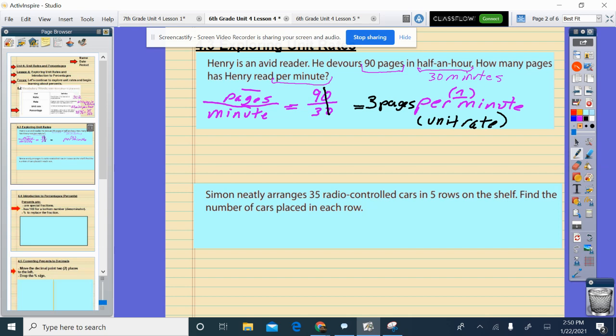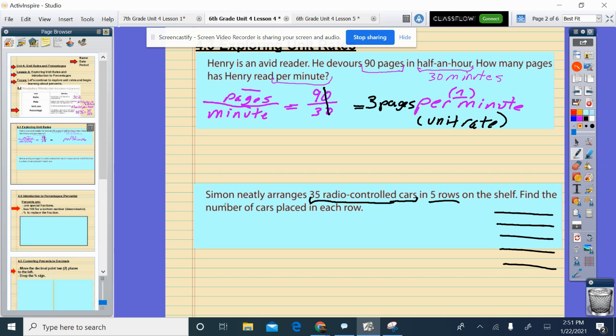All right. So let's take on this other problem here. Simon neatly arranges 35 remote-controlled cars in 5 rows on a shelf. Find the number of cars placed in each row. So you could probably draw a little picture and go, there's 1 shelf, 2, 3, 4, 5. How many cars on each one?